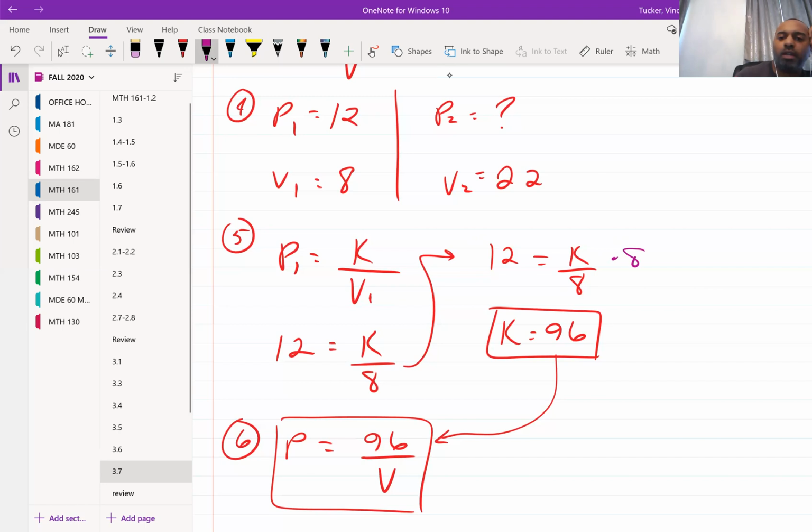If I want to remove this 8 from the K, I will multiply both sides by 8. Okay, let me do that. So the 12 doesn't take the spot of the K.